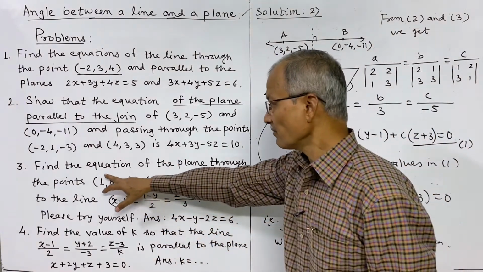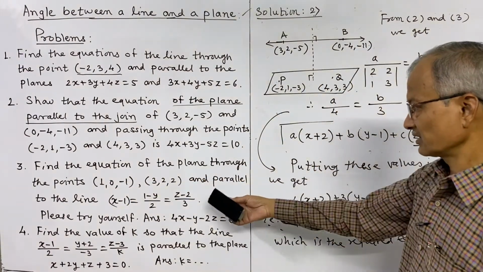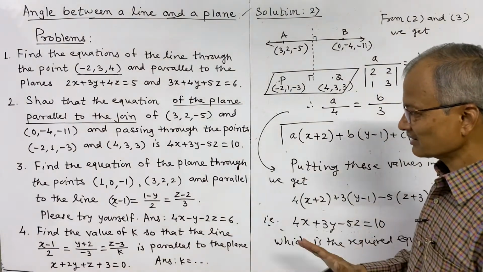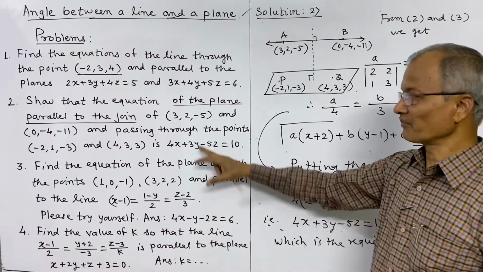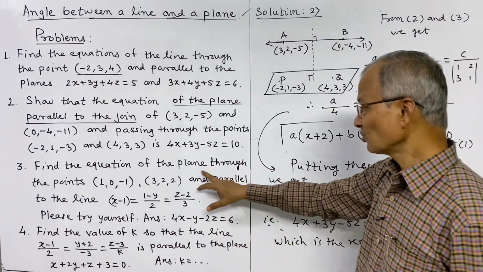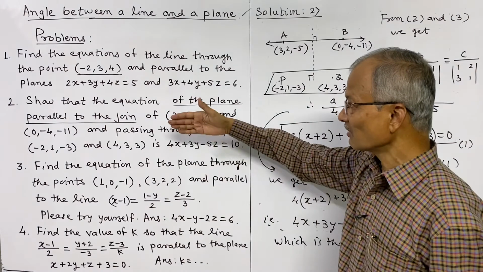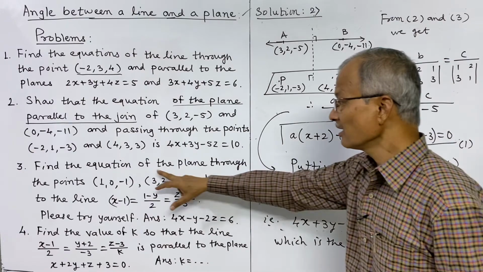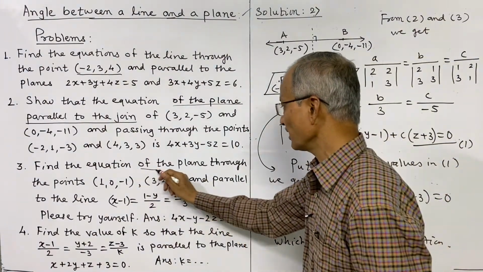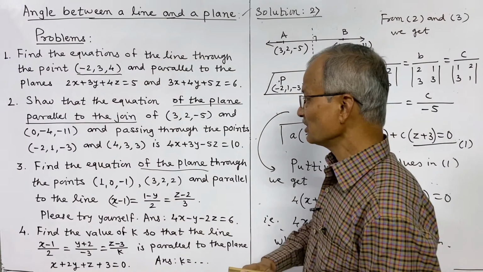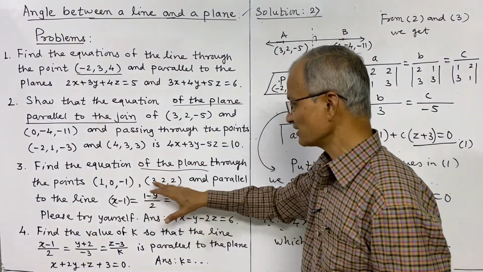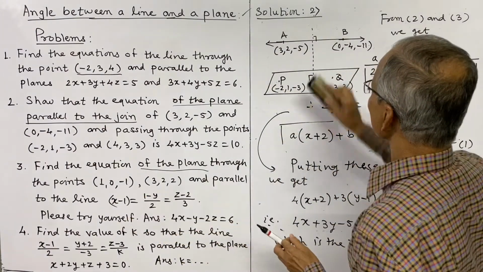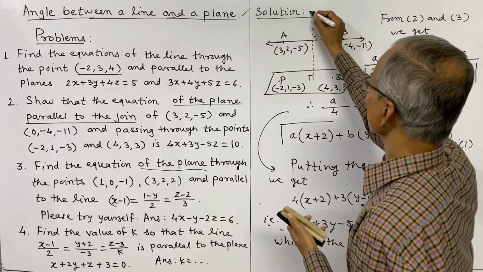Now what is the third problem? Find the equation of the plane through these points and parallel to the line. Mostly similar to the second problem. Again 2 points are given. Which condition is written first and which is next is immaterial, but you should understand clearly. Here again we have to find the equation of the plane passing through these 2 points, and then the equation of the line is given. I shall only tell you the hint.